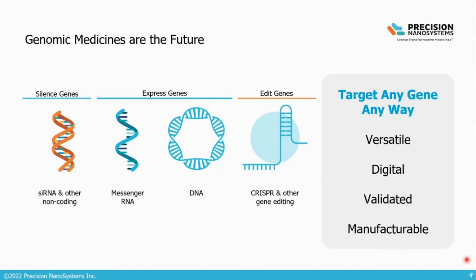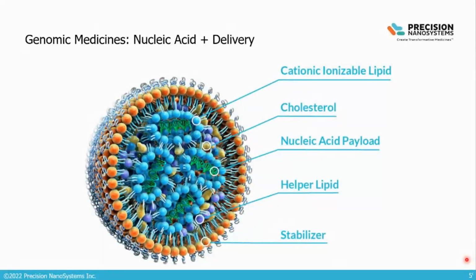With the approval of mRNA-based COVID-19 vaccines and siRNA-based Onpattro, there has been increasing clinical validation, and with that, proof of concept manufacturing of genomic medicine utilizing lipid nanoparticle technology as a delivery platform. Now, when we talk about genomic medicine, just to get on the same page, we're really talking about a composition of cationic ionized lipid, cholesterol, helper lipid, and stabilizer. And within it, there's a nucleic acid payload. In this presentation, we'll specifically be talking about payload of conventional mRNA or CRISPR-Cas in an RNA system.